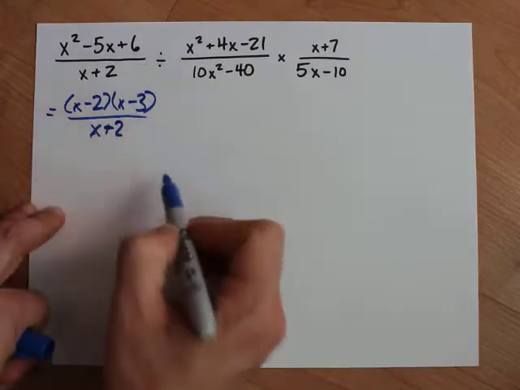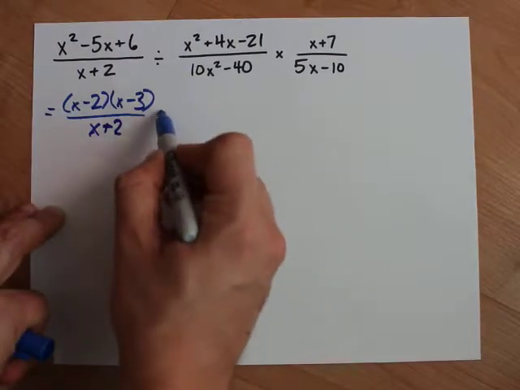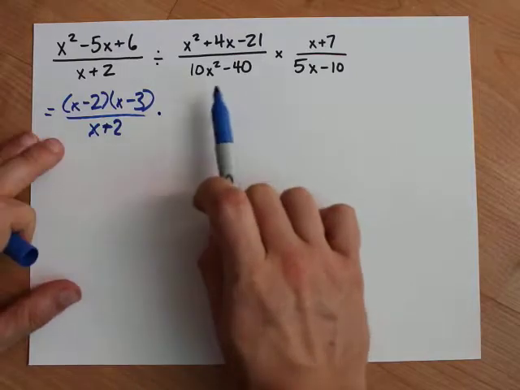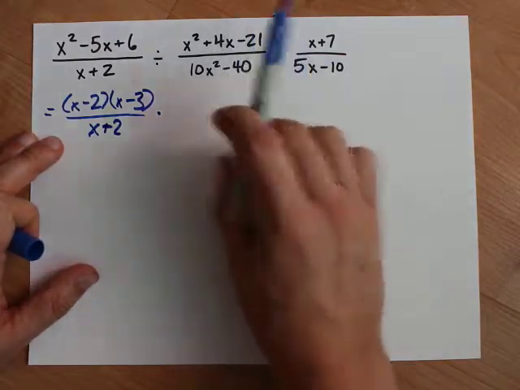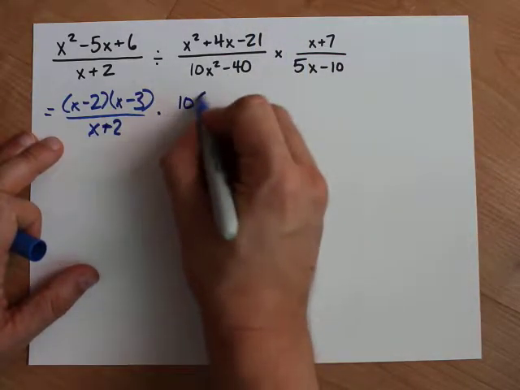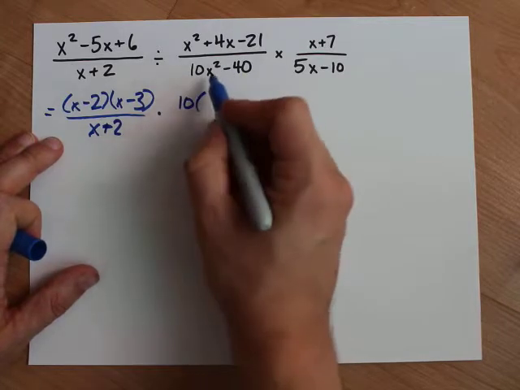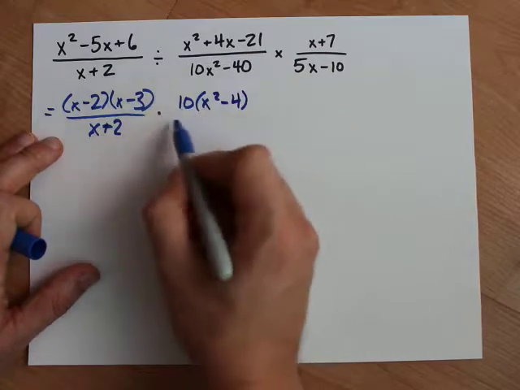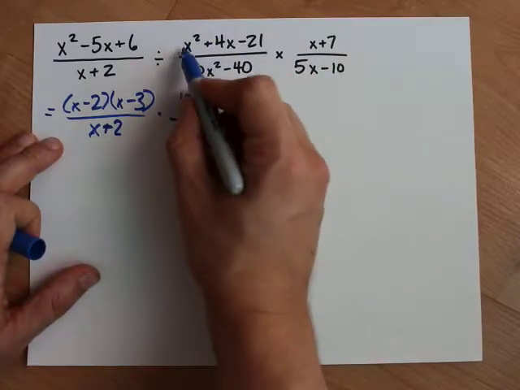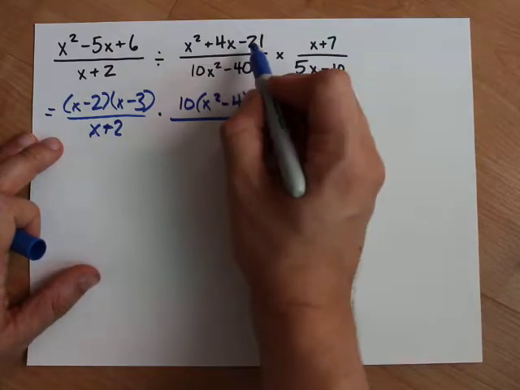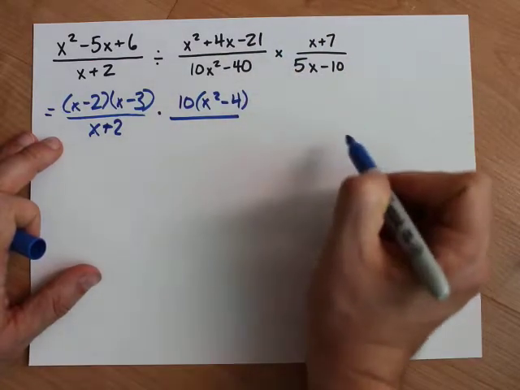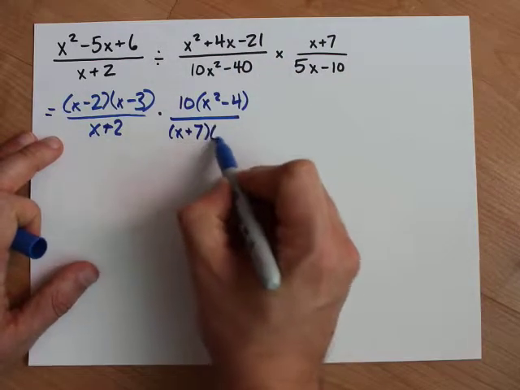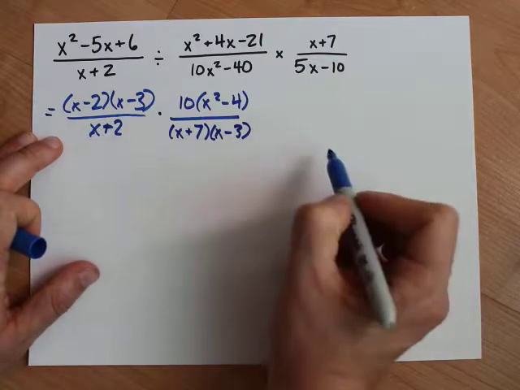Now this next one's division, so I'm going to convert it to multiplication and flip the fraction. So what was on bottom is now going to be on top. That's 10 factored out of this, which leaves me with x squared minus 4. And on my new bottom, I have whatever this factors to. I'm looking for two numbers that multiply to negative 21 and add to 4. That's x plus 7 and x minus 3.